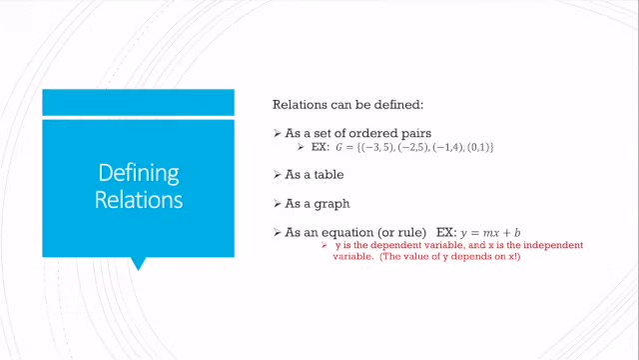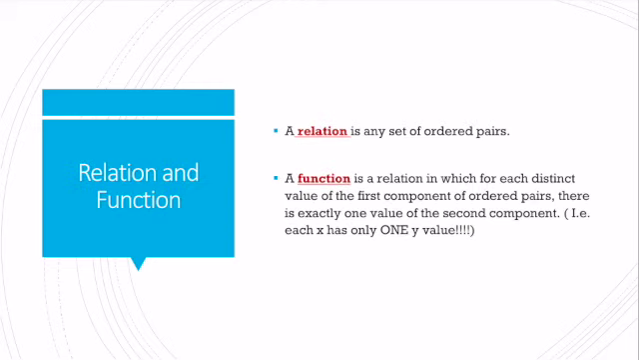So friendly reminder that when we define a relation, we can define that relationship as a set of ordered pairs, a table, a graph, an equation, or a rule. This is the type of relation we're going to be working with the most. That relation is a function if for each distinct value of x, there's only one y value.